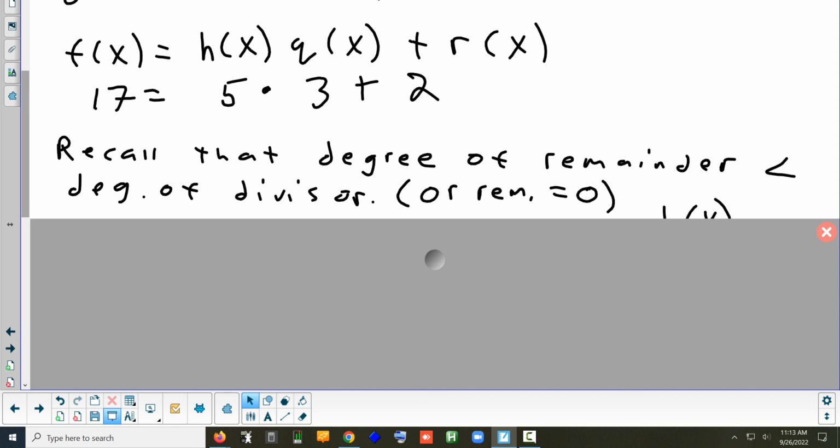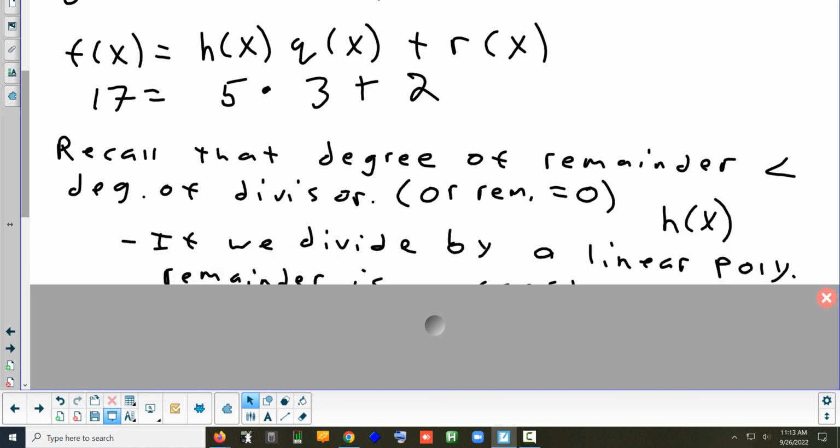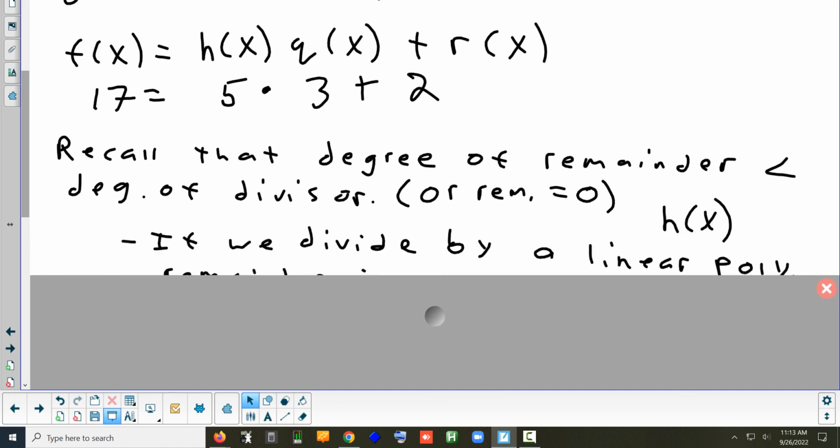So remember that the degree of the remainder has to be less than the divisor. I'm just reminding you, that's how you know when you're done with the problem. Or, if it goes in evenly, you get a remainder of 0, then you're definitely done. Whatever you're dividing by, your remainder has to be a degree less than that.